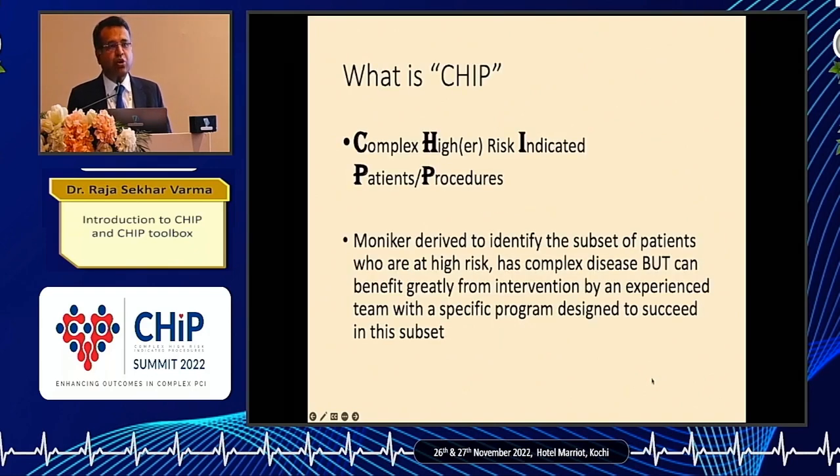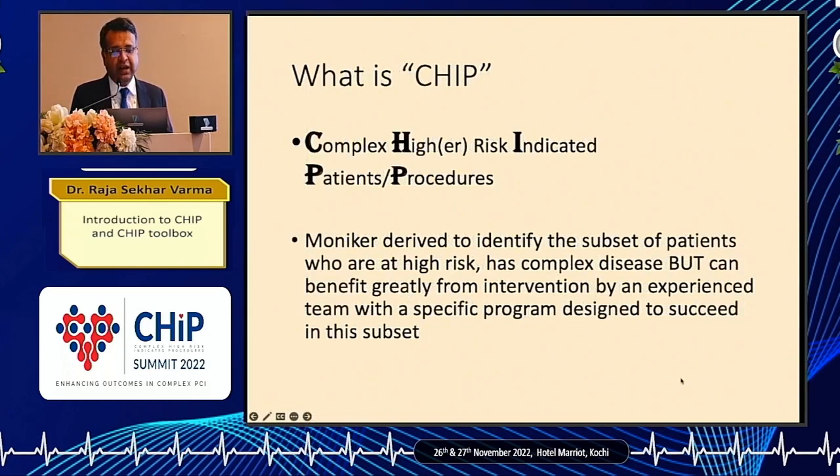So as you all know, CHIP stands for complex, high or higher risk indicated patients and procedures. It was derived to identify the subset of patients who are at high risk, have complex disease, but can benefit greatly from intervention by an experienced team with a specific program designed to succeed in this subset. So these are the different aspects of CHIP that we will need to look at.